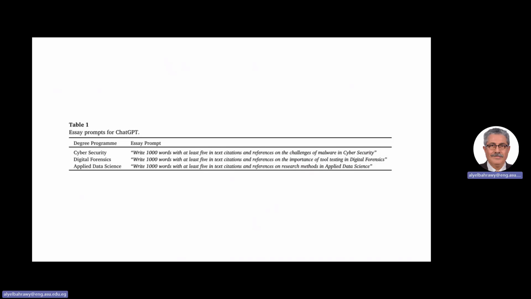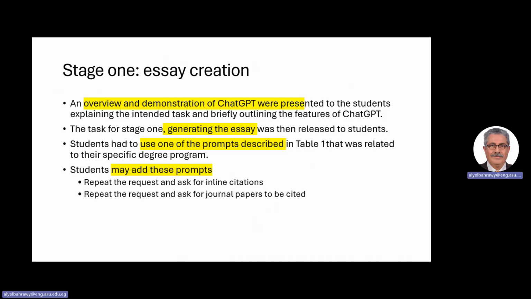This Table 1 shows a prompt that the student gives to ChatGPT. They have 3 programs: cybersecurity, digital forensics, and applied data science. For each of the degree programs, there is an essay prompt. For example, write 1,000 words with at least 5 in-text citations and references on the challenges of malware in cybersecurity. And we have similar prompts for the other 2 degree programs.